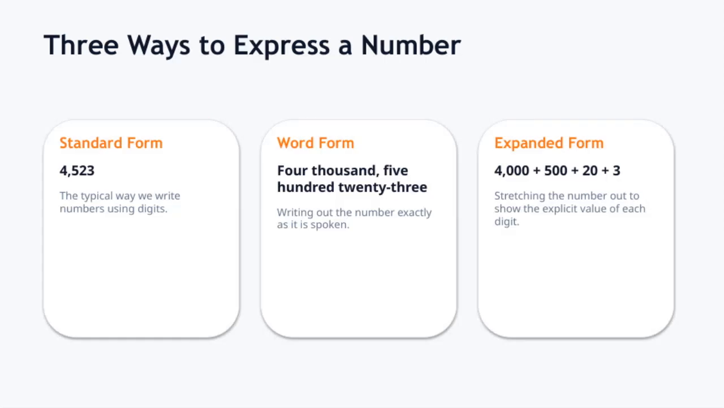When we look at numbers, we can express them in different ways, each one showing the value in a unique form. Expanded form breaks the number down, stretching it out to highlight the value of each digit. Word form writes the number exactly as we say it, using words instead of digits. And standard form is the way we usually write numbers, just digits, compact and clear. These three forms help us understand numbers from different angles.